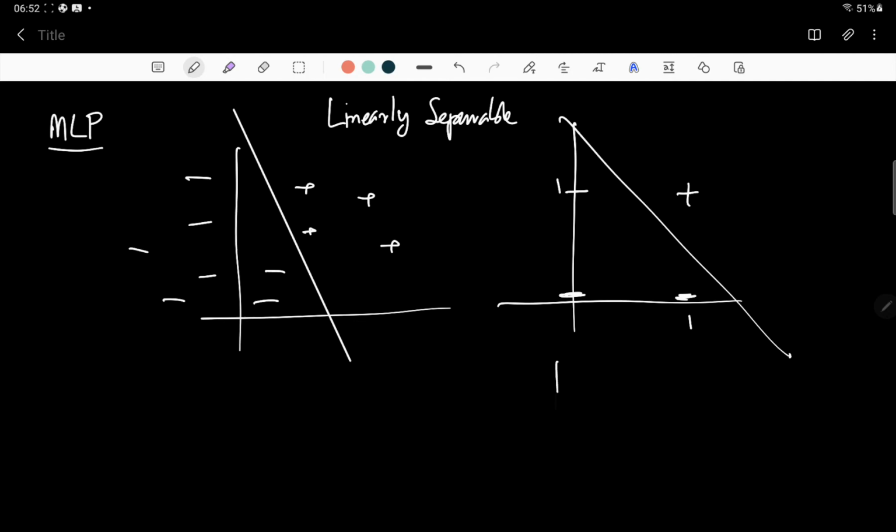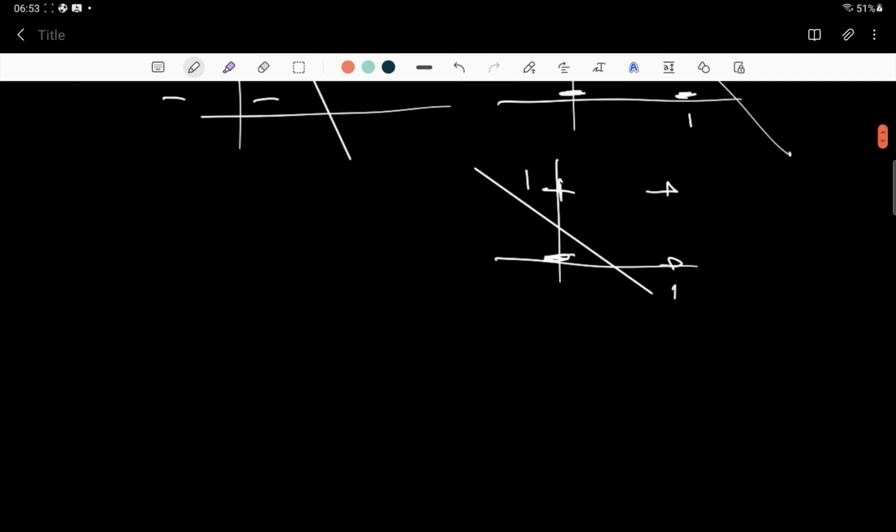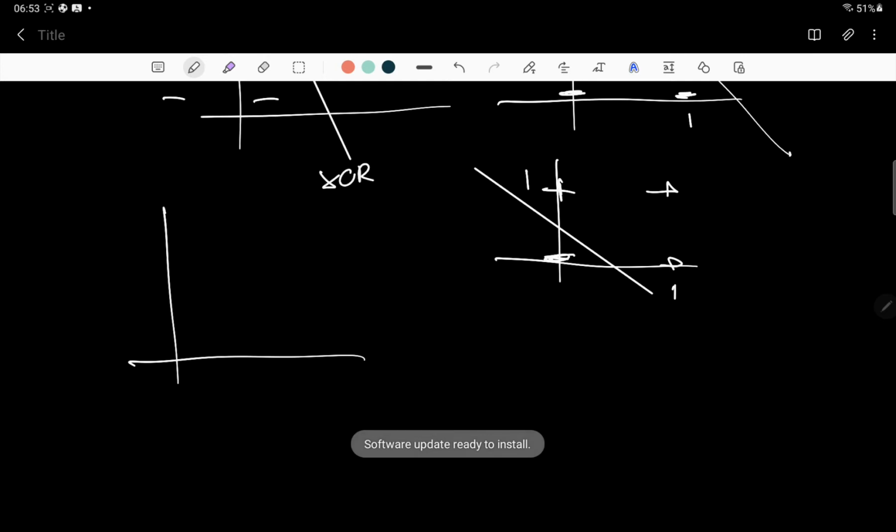And for this one, this is one. This one is for OR. Again, it is linearly separable, but in some cases, you need something else. Like for example, the exclusive OR.